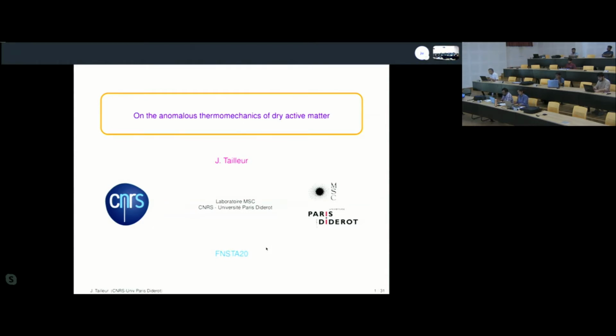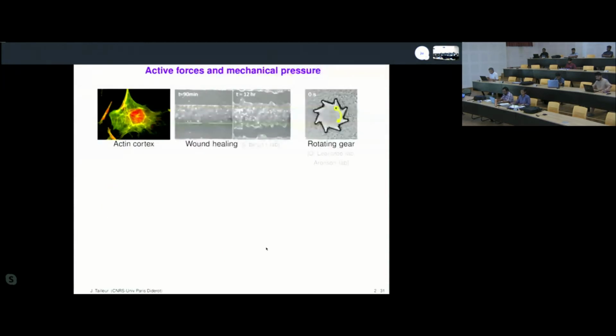And today I will talk about mostly one-body properties of active systems, and in particular looking at the thermomechanical properties of active systems. So it may come as a surprising question that people have been interested in the pressure exerted by suspensions of bacteria or active particles. But actually, if you think a bit about where active matter comes from, and in particular its biological context, it starts to make a bit more sense.